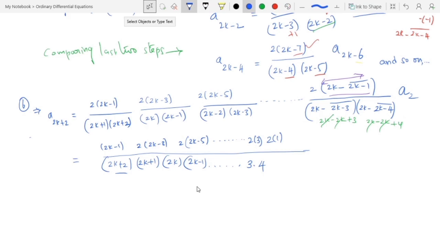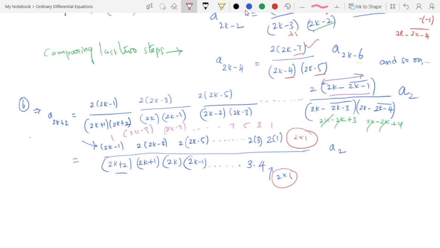In general, in the denominator we have consecutive values in descending order, that is, in factorial form. If we have 2 into 1 here, we can write it as 2k plus 2 factorial. For that, multiply both denominator and numerator by 2 into 1. Next we have to simplify the numerator. In the numerator we have 1, 3, 5, 7 and so on up to 2k minus 3 and 2k minus 1. So totally how many terms?